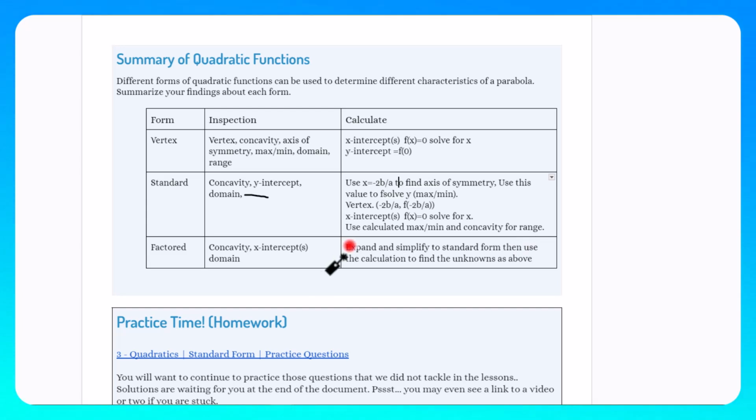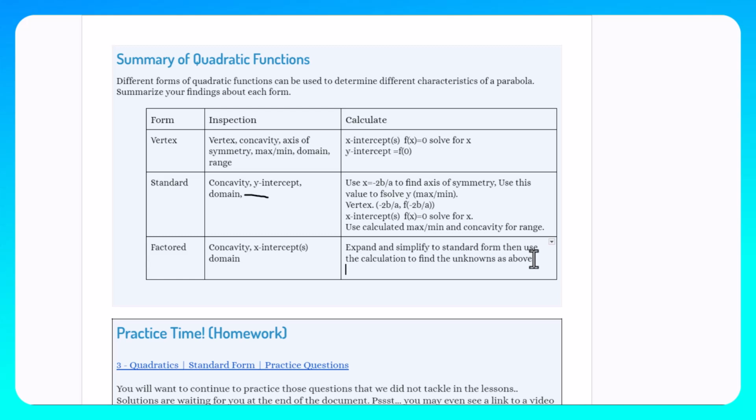For factored form, we can actually expand it and simplify to standard form and then use the above to find those things that we calculated. And I realized there is one thing that we could do to find that in factored form. We can use x equals (r plus s) over 2. Remember, that's the average, and that gives us the axis of symmetry, and then we can use that to find a corresponding y value.